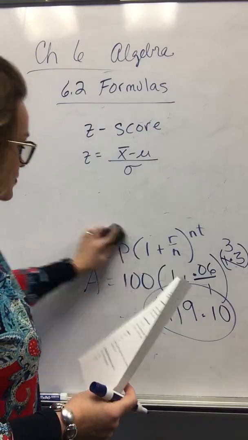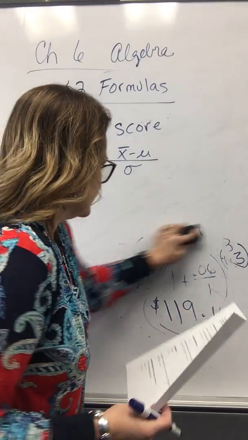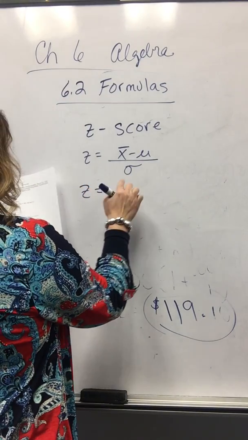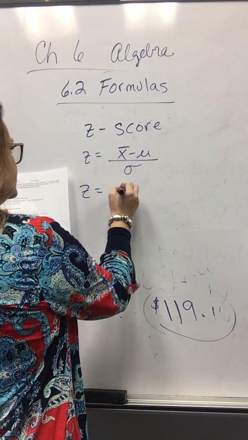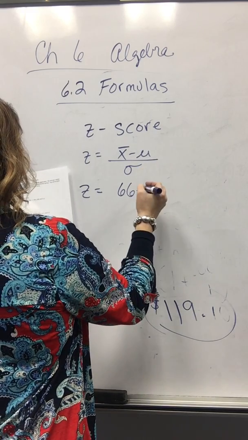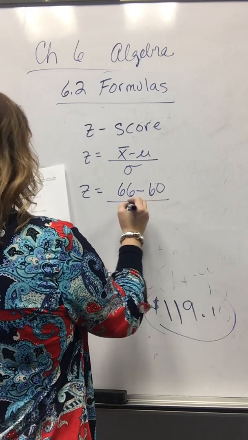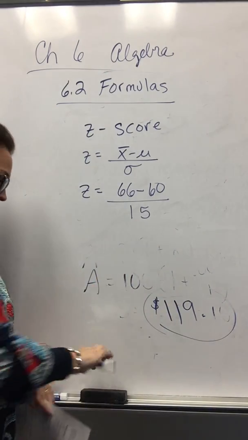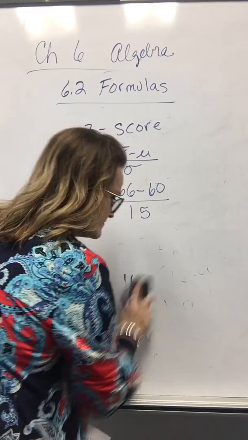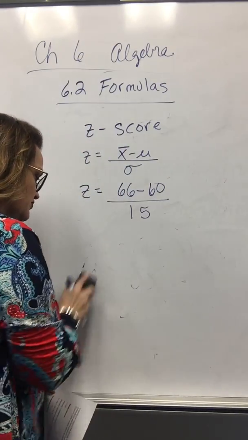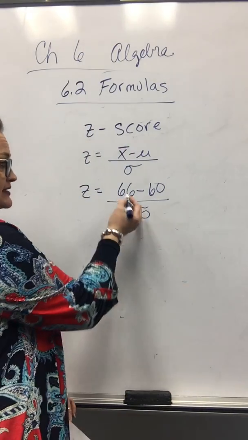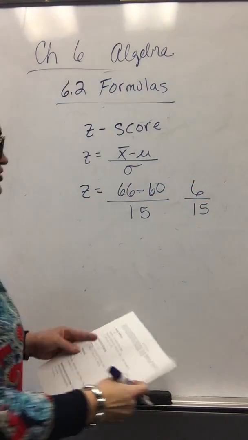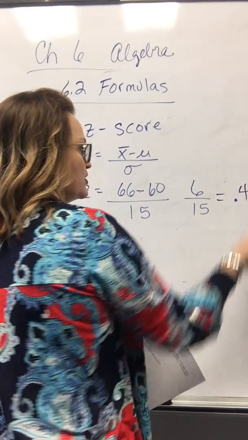And then it gives you the values. It says find z when. So we're filling in our values again. It tells us to solve for z, plug in x bar is 66, mu is 60, and sigma is 15. So we plug that in, again, use your calculator. If you do this on your calculator, you need to tell your calculator what's in the numerator and what's in the denominator, or just do it by hand. 66 minus 60 is 6. 6 over 15, you could work that out and get 0.4.